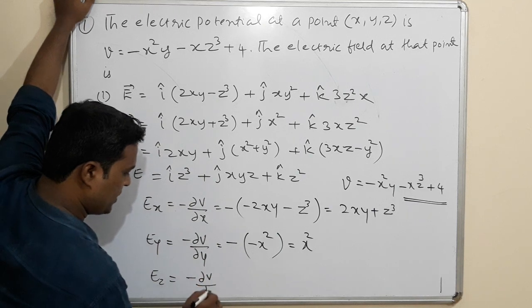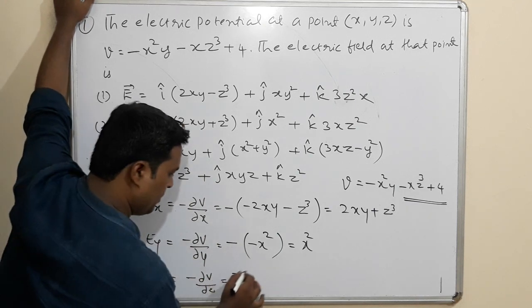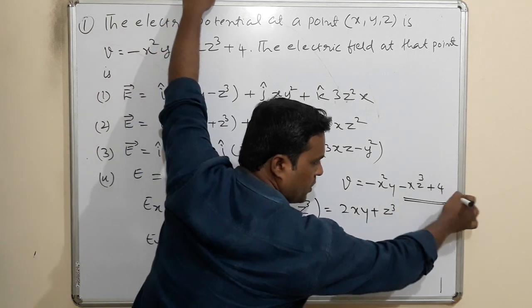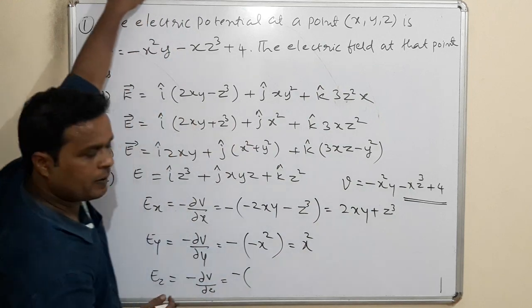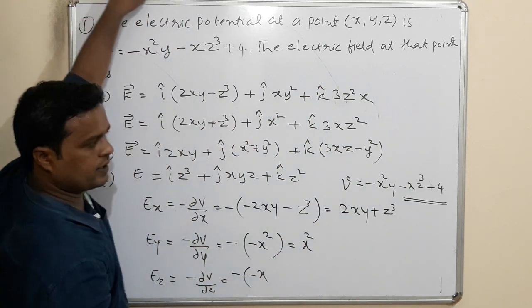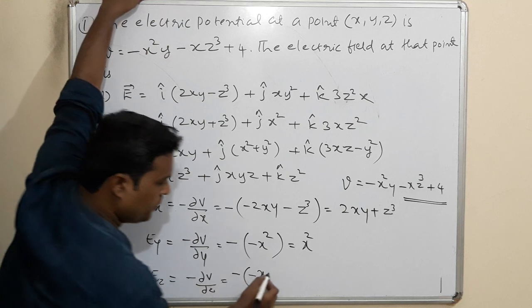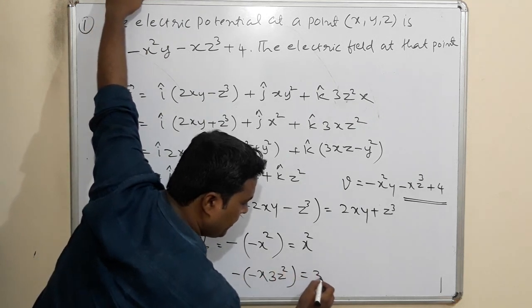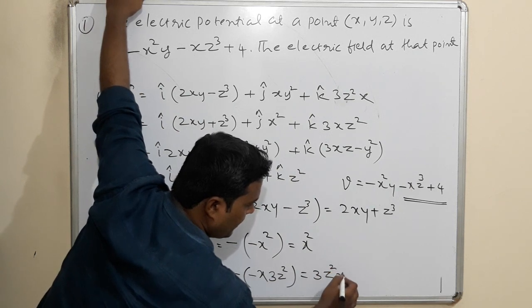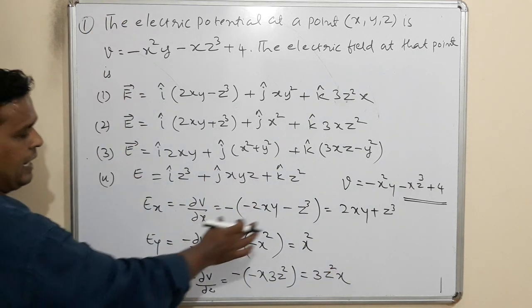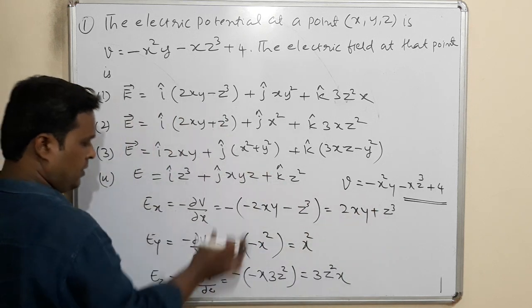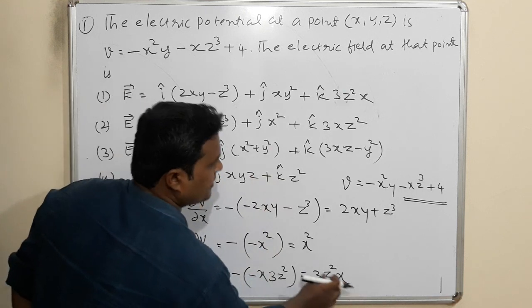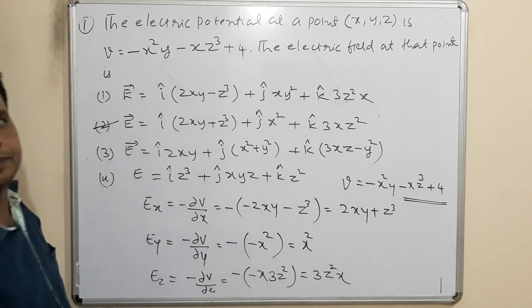minus dou v by dou z. This will be equal to minus of, this term is constant now, xy. This term is constant because 4, only z is here. Minus x is constant. What is differentiation of z cube? This will be 3z square. Then minus of minus plus, then will be 3z square x. See, x component is this, y component is x square, and z component is 3x z square. This is the option. Understood?